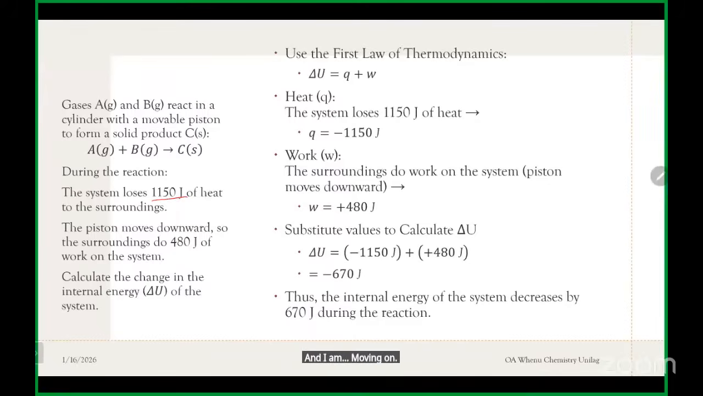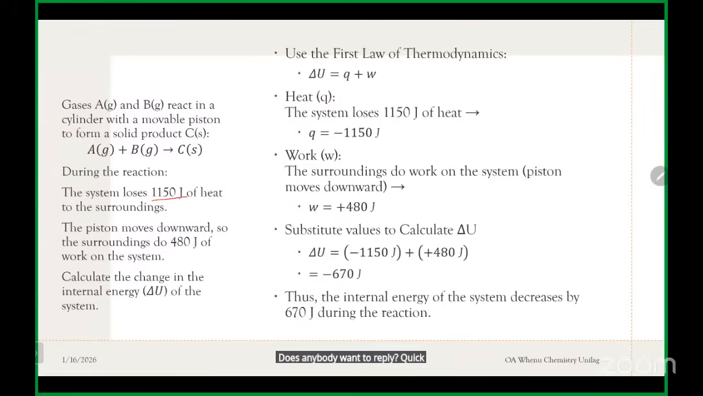The slides should have been shared. I shared the, yes, Akintola, you are correct. I shared the, so you should check why Q is minus 1,150. Does anybody want to reply?